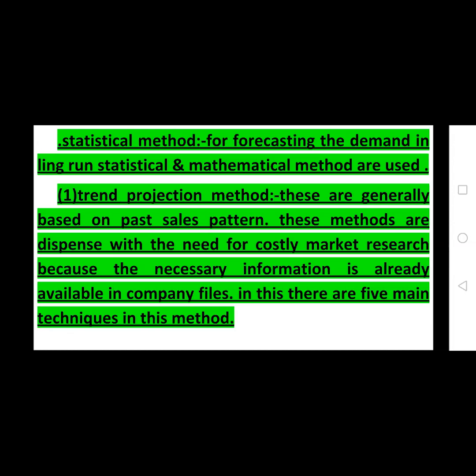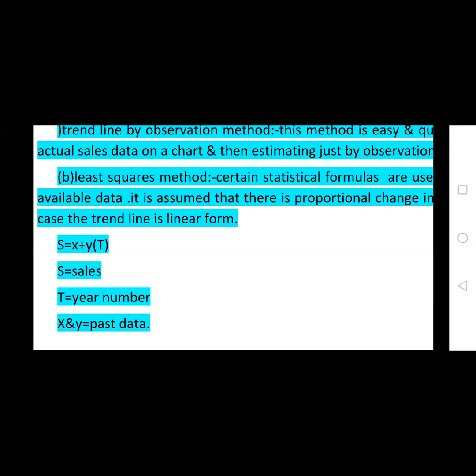When comparing to other methods, the trend projection method is very easy, because there is no need to spend money on demand forecasting. The past data of a company is already available in the files of the company. There are 5 types of trend projection methods. The first one is the trend line by observation method.